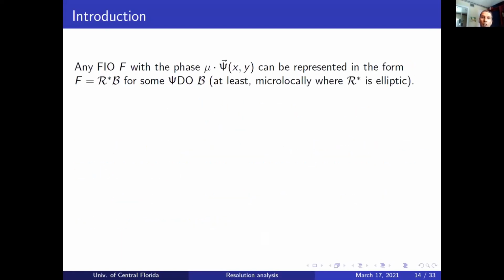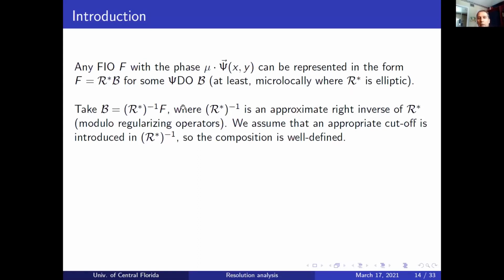Therefore, any Fourier integral operator F with a linear phase function like this can be represented in the form R star B for some pseudo-differential operator B, at least where R star is elliptic. It's very easy to see. We just take B to be R star inverse F, where R star inverse is an approximate right inverse of R star.